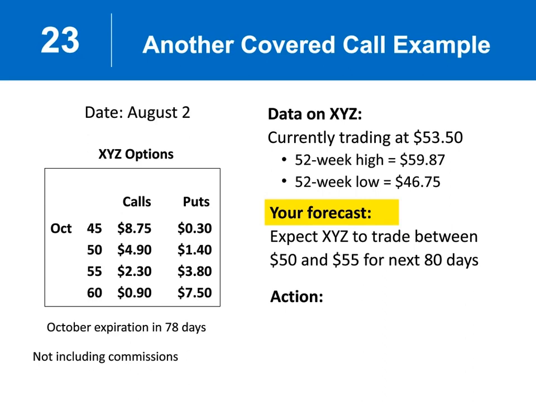Another example, what do we have here? August 2nd, all right? Again, we're in the XYZ. The stock's trading at 53.50. You can see the range for the year. And I think that whole idea of range for the year is something that I like to look at as well. It just gives you a perspective for how much that stock moves.